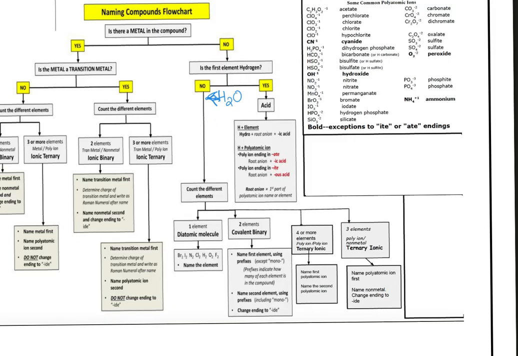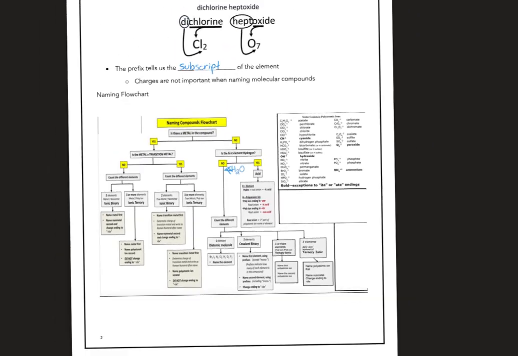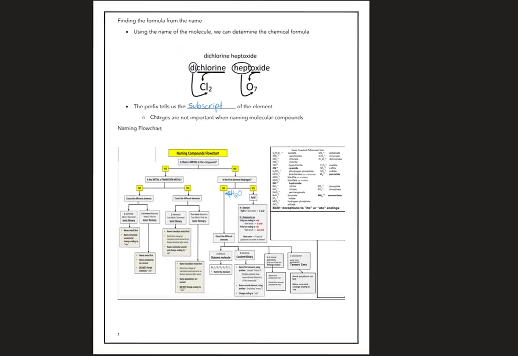All right, so that is the end of this screencast. There is a practice worksheet for you to complete. One side is just molecular compounds, naming and writing the formulas. The other side is a mix of acids, ionics, and molecular compounds.